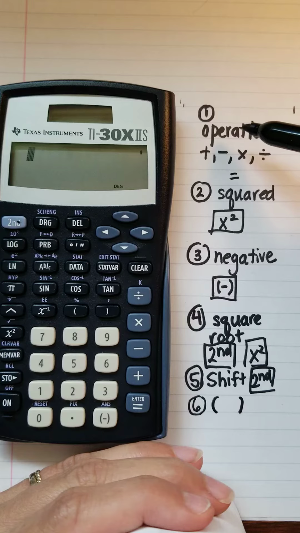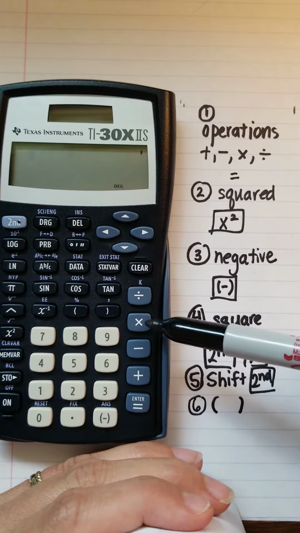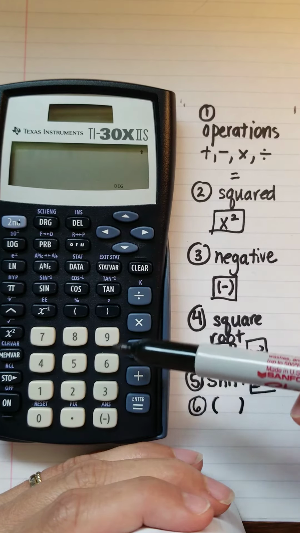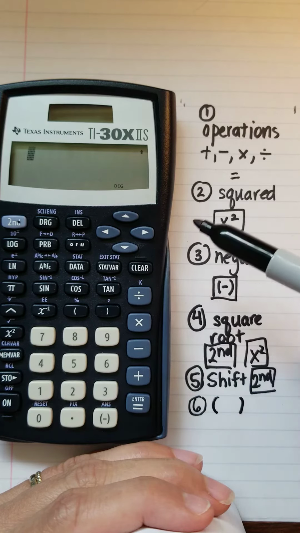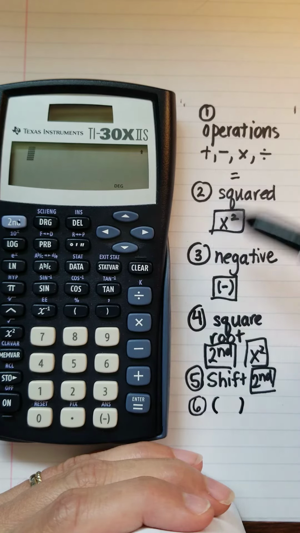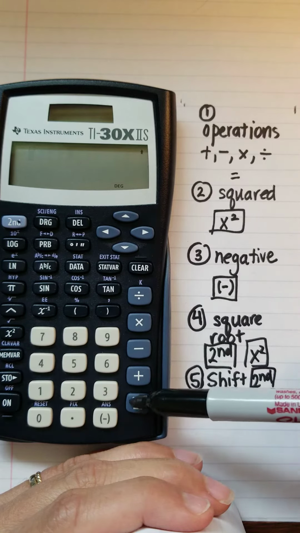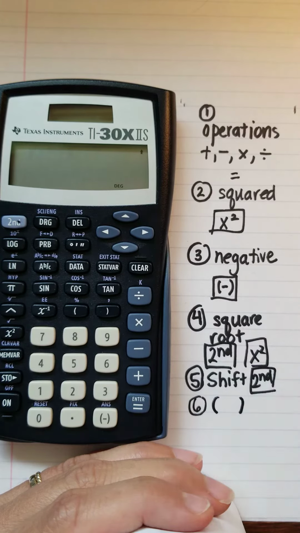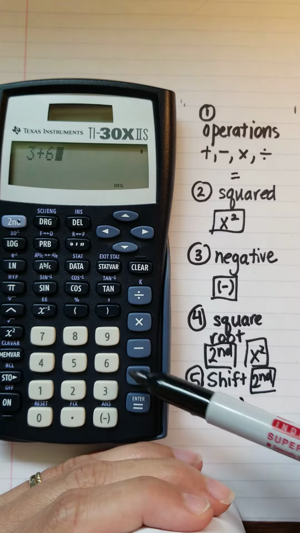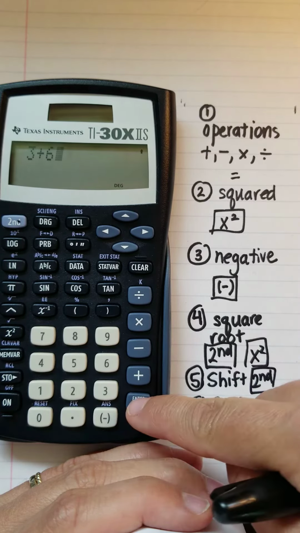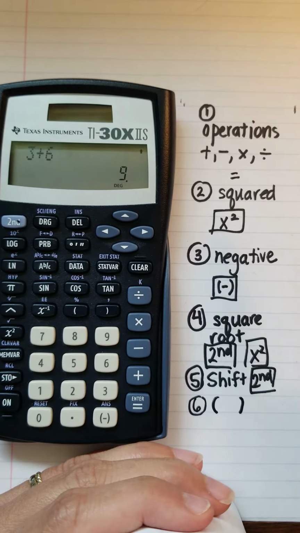First of all, there are the operations, which are my adding, subtracting, multiplying, and dividing signs. You can see that those are over on the right-hand side here in blue. And then I also added another one, which is that equal or enter sign, and that equal or enter sign is right down here. So if I wanted to do 3 plus 6, I enter 3 plus 6, and then I press the enter sign or the equal, and I get 9.